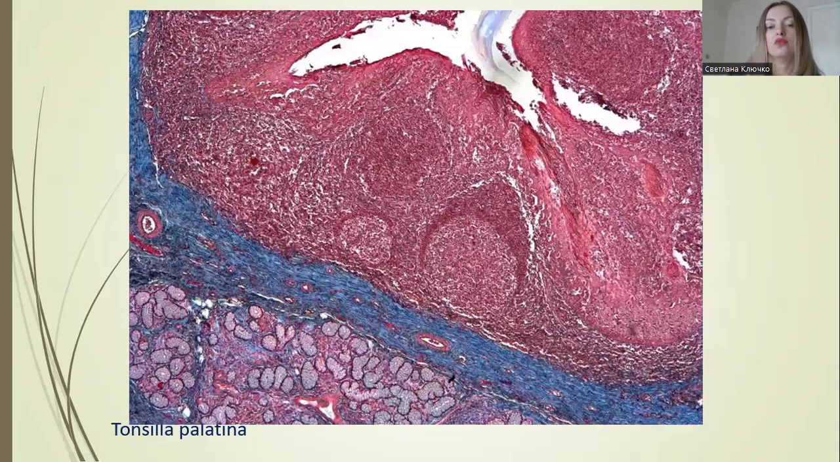Light optical view of tonsilla palatina. Crypt, mucosa of crypt, lymphoid tissue of tonsil, secondary lymphoid nodules, primary lymphoid nodules, diffuse lymphoid tissue. Please note that this section is stained by Masson's trichrome, and loose connective tissue with collagen fibers is stained blue, this one, and this is salivary glands, secretory units of salivary glands, mucocytes you can see.